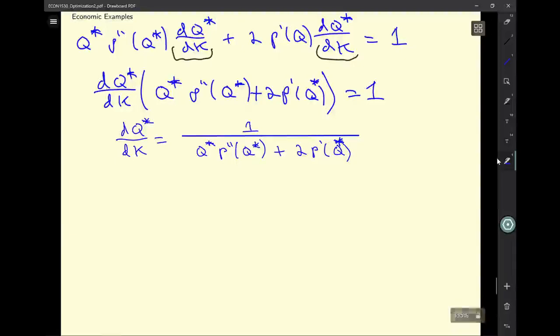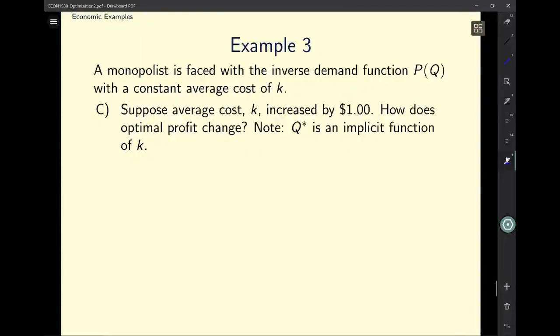Now it's hard for us to interpret this expression because we're not really sure what these derivatives look like, but one would suspect that if the average cost increases, the optimal quantity goes down. Let's look at our last part of this problem, part C. How would a change in the average cost affect the firm's profit? So before we were looking at how the optimal quantity produced would change if average cost changed. How would the firm's profit change?